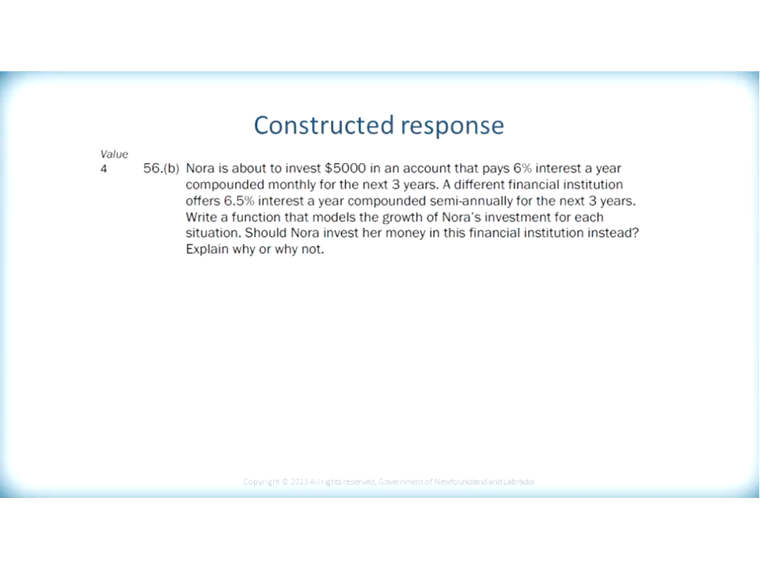Nora is about to invest $5,000 into an account that pays 6% interest a year, compounded monthly for the next 3 years. A different financial institution offers 6.5% interest compounded semi-annually for the next 3 years. Write a function that models the growth of Nora's investment for each situation. Should Nora invest her money in this financial institution instead? So I'll say let's go with bank. I'm going to call it Bank A and Bank B.